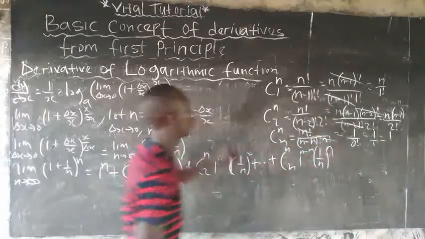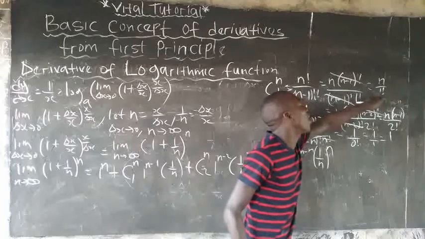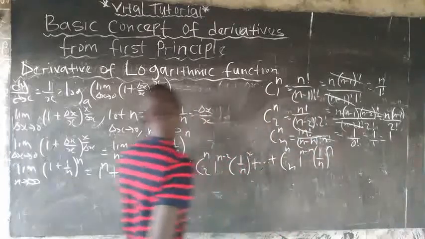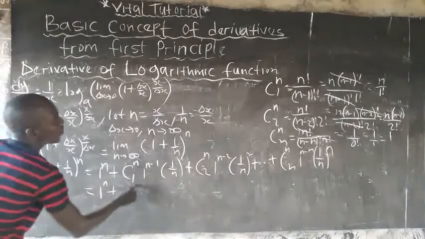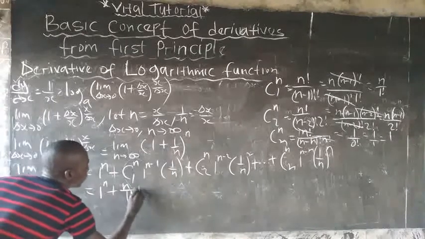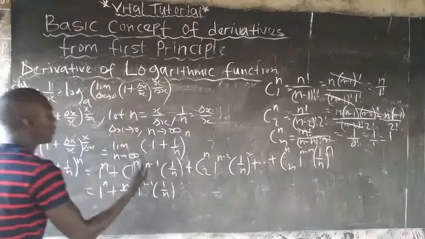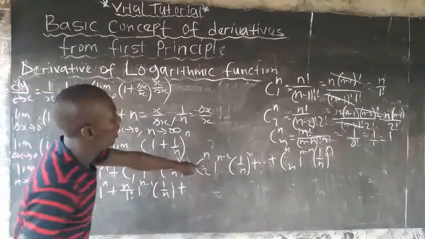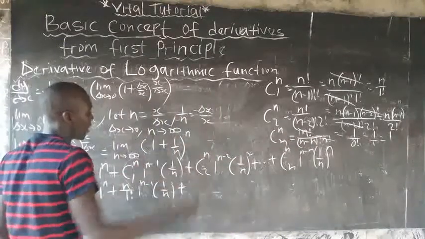So I'll substitute combination of n to 1. I'll substitute n all over 1 factorial for combination of n to 1, and I'll substitute this for this. Let's go. 1 raised to the power of n plus combination of n to 1, which is nothing but n all over 1 factorial, 1 raised to the power of n minus 1 into 1 all over n raised to the power of 1, which is still 1 all over n, plus combination of n to 2, which is nothing but n into n minus 1 all over 2 factorial.